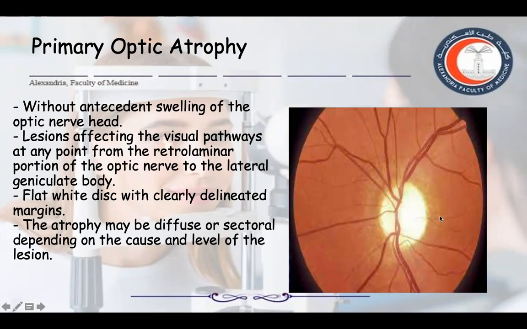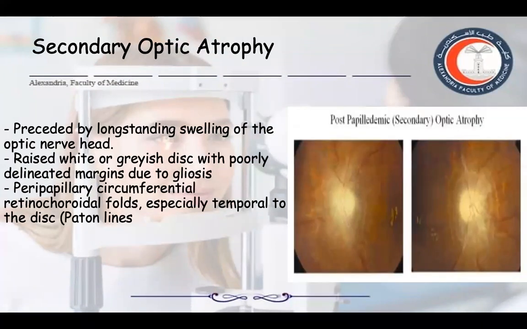And as we can see here in the picture, it will be a flat, chalky white with distinct margins. Sometimes we might have some attenuated small vessels over the disc. Unlike the secondary optic atrophy, as we see here, it is preceded by a long-standing swelling of the optic nerve head or the optic disc.